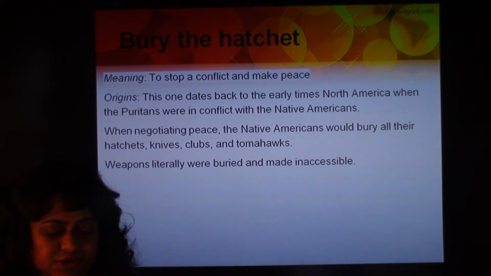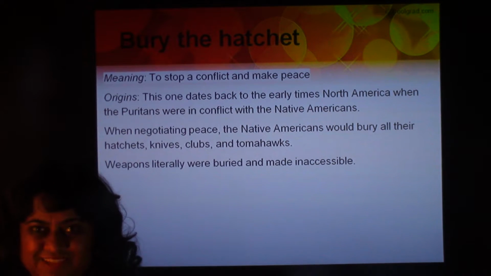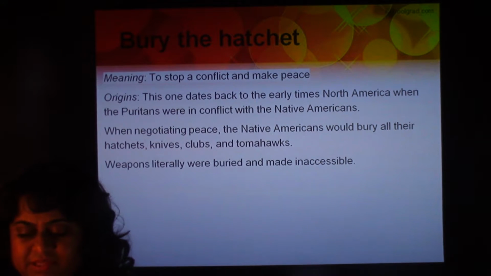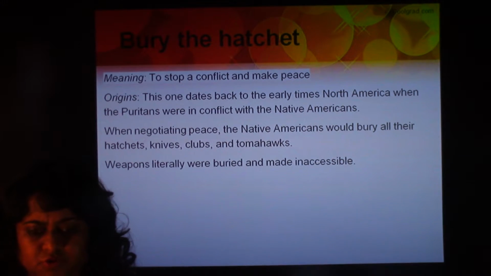To bury the hatchet, meaning to stop a conflict and make peace. So this dates back to the early times in North America, where the Puritans were in conflict with the Native Americans. When negotiating peace, the Native Americans would bury all their hatchets, their knives, their clubs, and their tomahawks. All their weapons were literally buried and made inaccessible. It was a gesture that said, we want peace. So to bury the hatchet means to resolve your enmity and make peace.